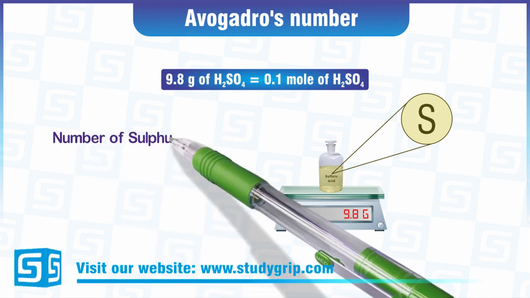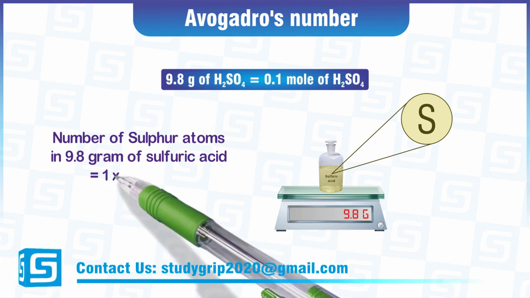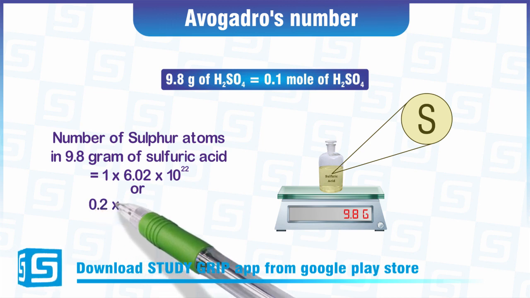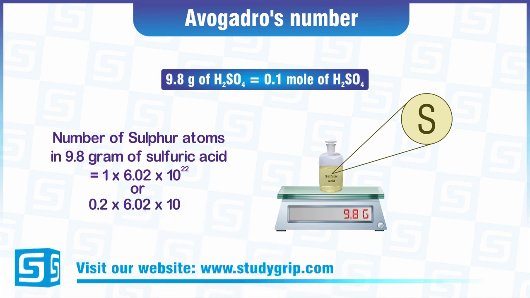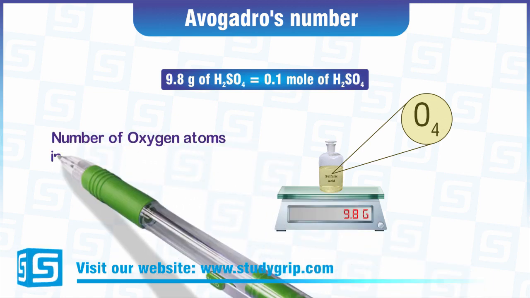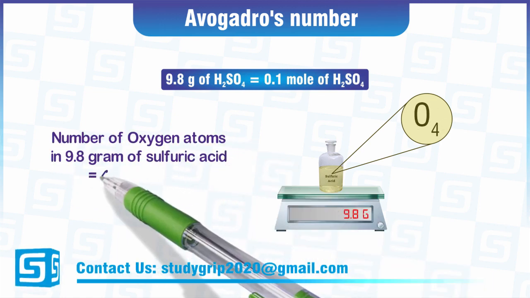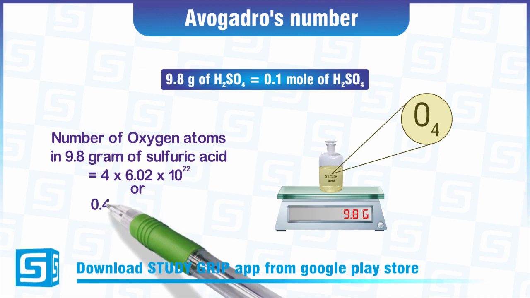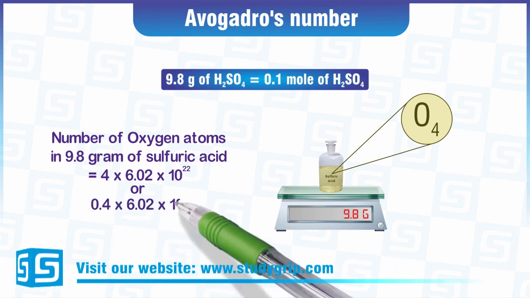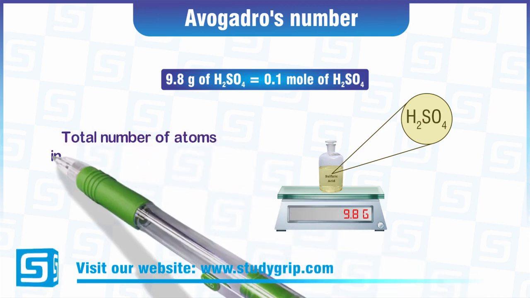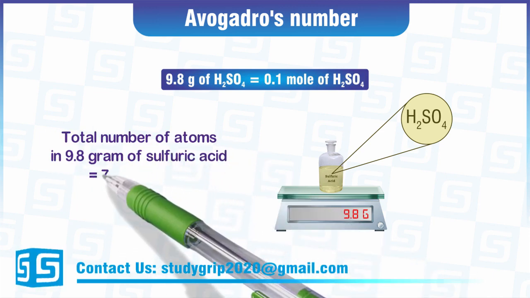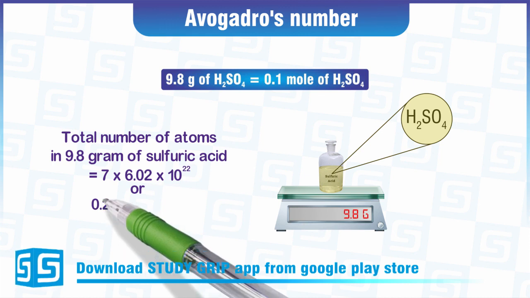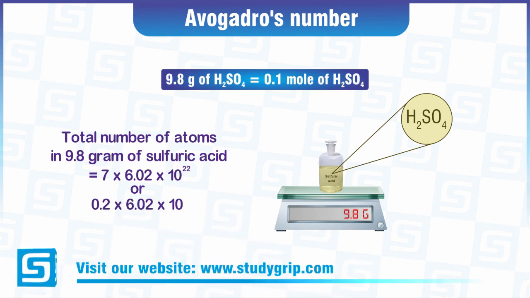The number of sulfur atoms in 9.8 gram of sulfuric acid is equal to 1 × 6.02 × 10^22, or 0.1 × 6.02 × 10^23. The number of oxygen atoms in 9.8 gram of sulfuric acid is equal to 4 × 6.02 × 10^22, or 0.4 × 6.02 × 10^23. The total number of atoms in 9.8 gram of sulfuric acid is equal to 7 × 6.02 × 10^22, or 0.7 × 6.02 × 10^23.